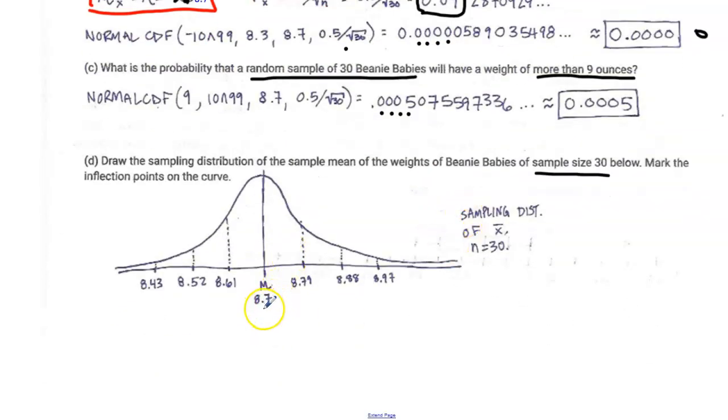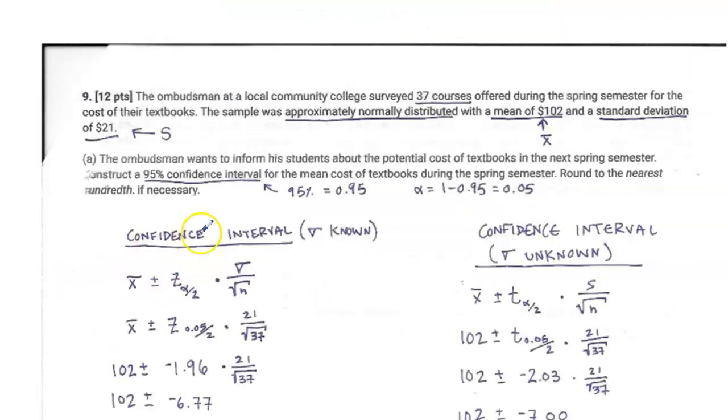So from 8.7, I'm going to add 0.09, 1, 2, 3 times, and I'm going to subtract 0.09, 1, 2, 3 times. This first value is called the inflection point. It's what happens when you take the mean and subtract one standard deviation. This is the mean plus one standard deviation, and I'm doing it 2 more times to show all 3 of the standard deviation values. Moving on to question number 9.